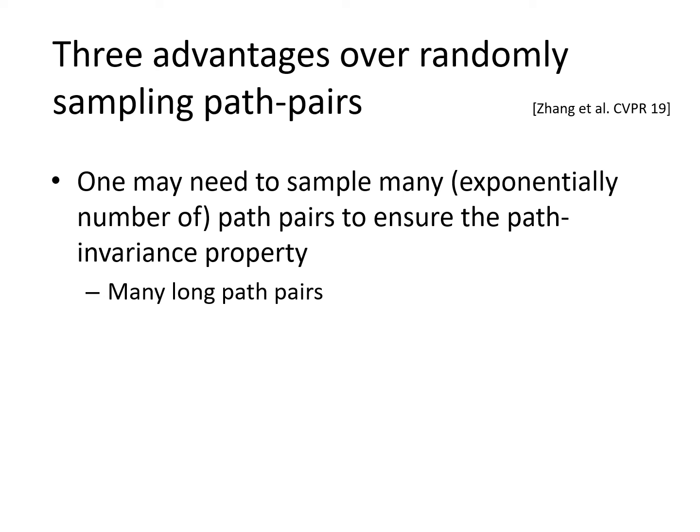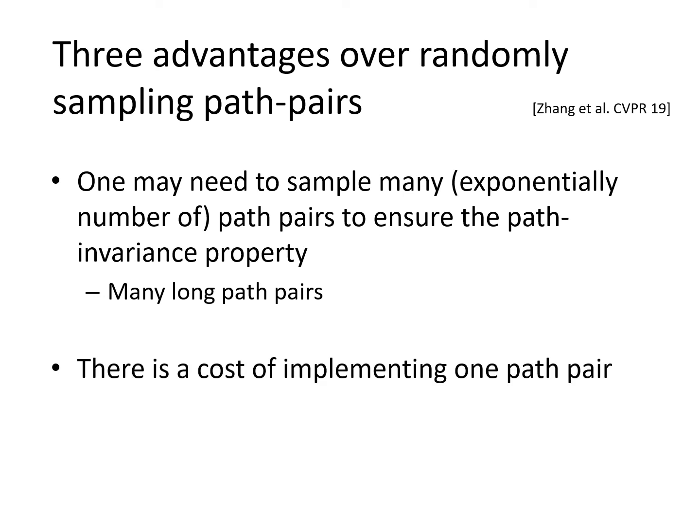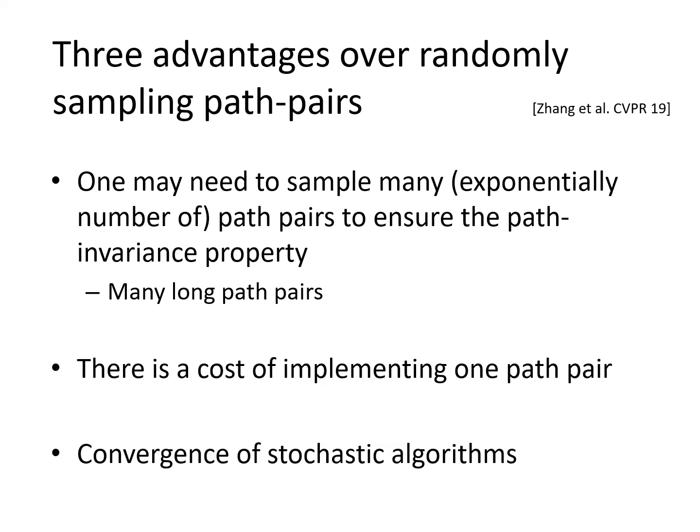Sometimes you have to sample many non-path pairs. This is ineffective. Also, there's a cost of implementing one path pair, the overhead, data structure-wise. From the optimization perspective, if you have non-path pairs, the algorithm converges very slowly.